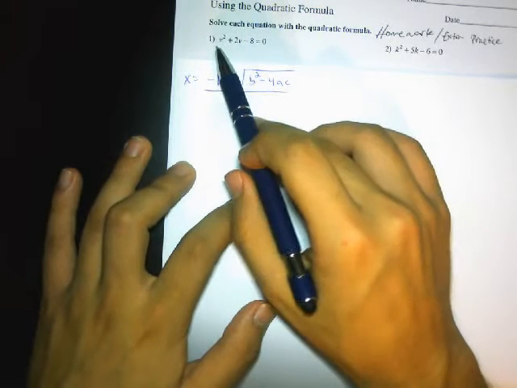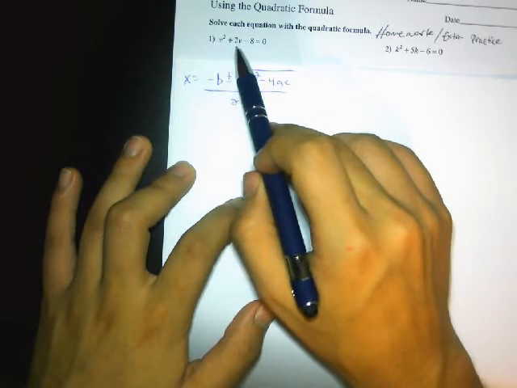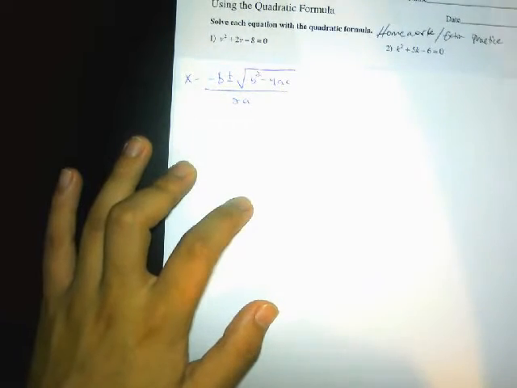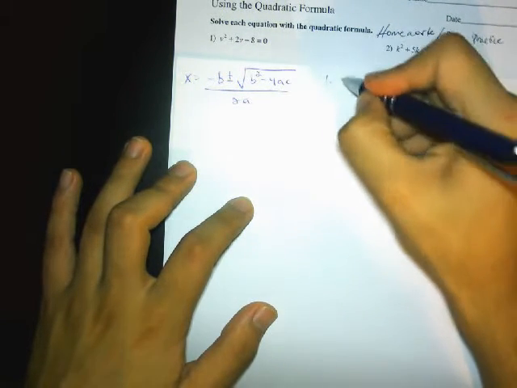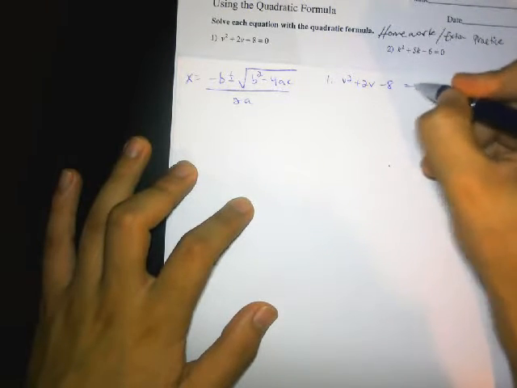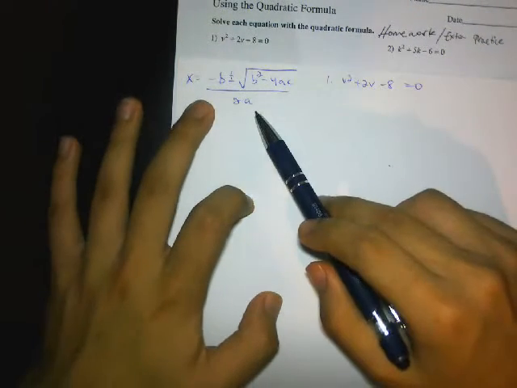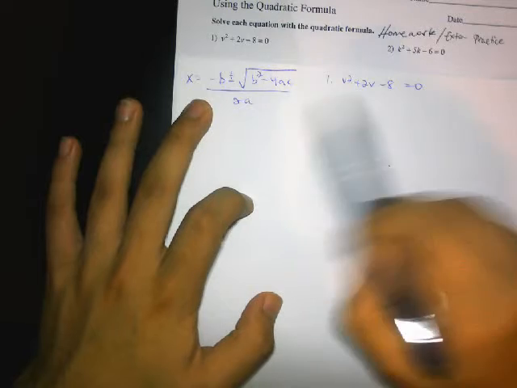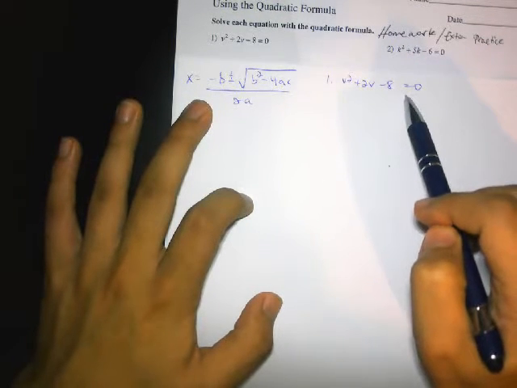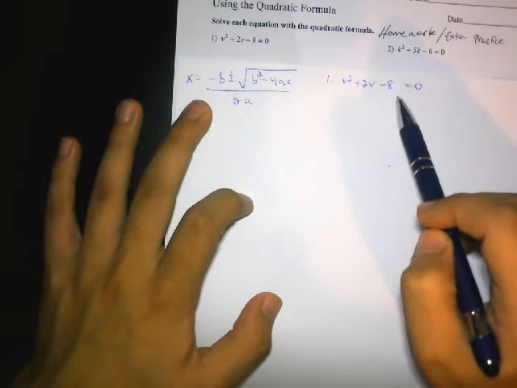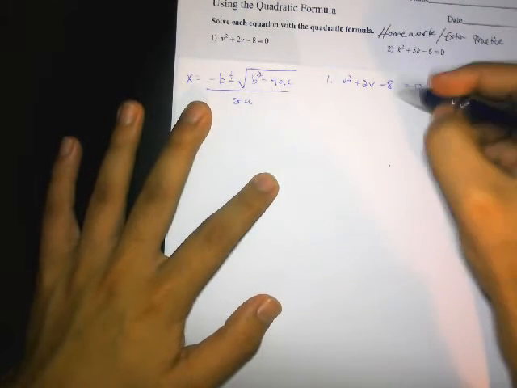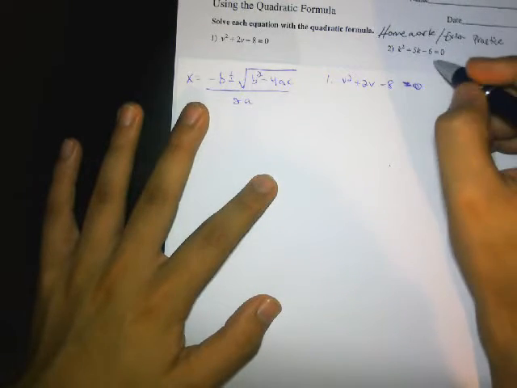My a, my b, and my c are the coefficients in front of the squared term, the single variable term, and then the constant term. So let's go ahead and try number 1 first. Number 1 says v squared plus 2v minus 8 is equal to 0. We can only use the quadratic formula when our quadratic equation is equal to 0. So before you start using this, make sure that your equation is equal to 0. If not, then make sure you do your manipulations to make it equal 0.